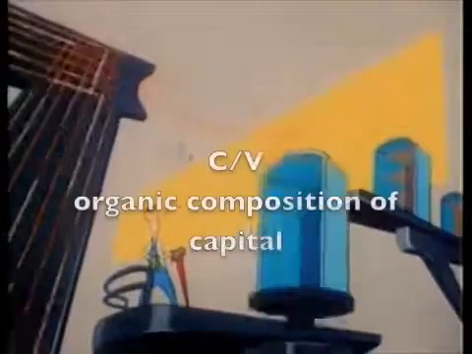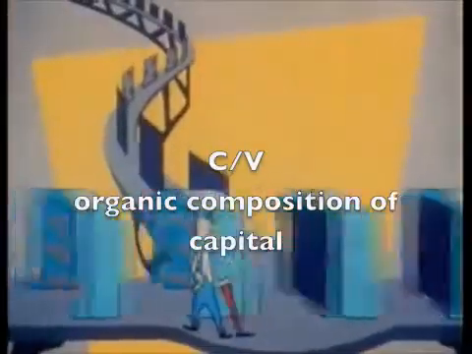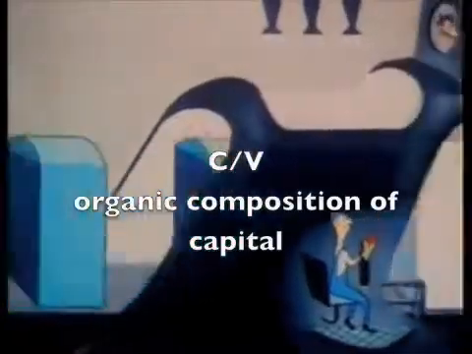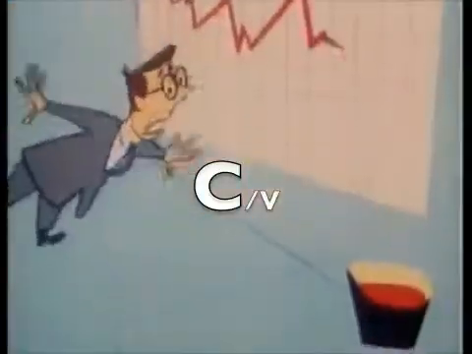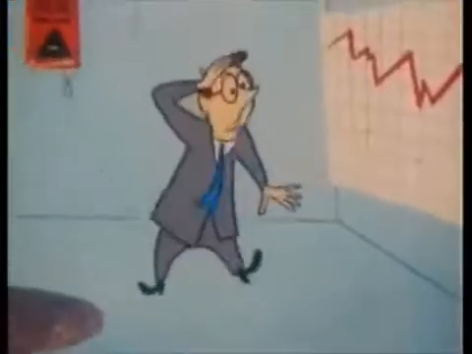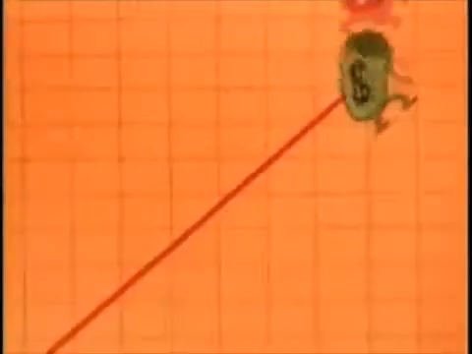The ratio of C to V is usually called the organic composition of capital, though sometimes you'll hear it referred to as the value composition of capital. It should be clear by now that if the organic composition of capital rises, the rate of profit falls. But if the organic composition of capital shrinks, if V rises relative to C, this should counteract the tendency toward a falling rate of profit.